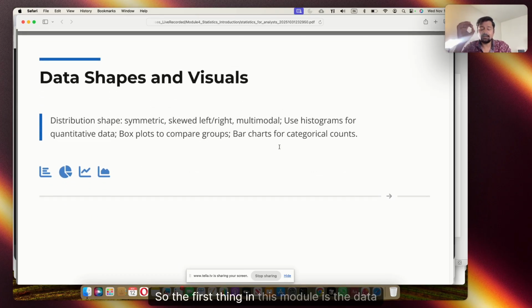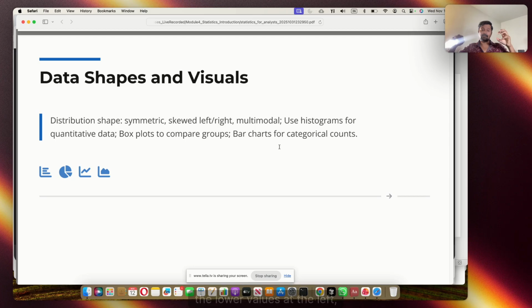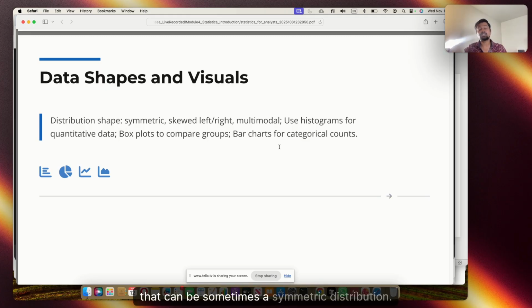So the first thing in this module is data shapes and visuals. Actually, you can see multiple types of distributions. One is the symmetric distribution, the second one is the skewed distribution. A symmetric distribution is when you are seeing a perfect normal distribution. When you're looking at the histogram, you see lower values at the left, lower values at the right, and a perfect normal distribution. That can sometimes be a symmetric distribution. But then you see the skewed distribution. You see the multimodal type of distribution.